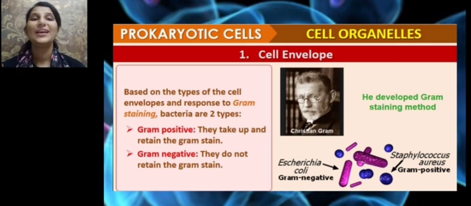So dear children, in this module, we learned about the first cell organelle, that is the cell envelope, which is made up of three layers, that is the glycocalyx, the cell wall, and the plasma membrane.